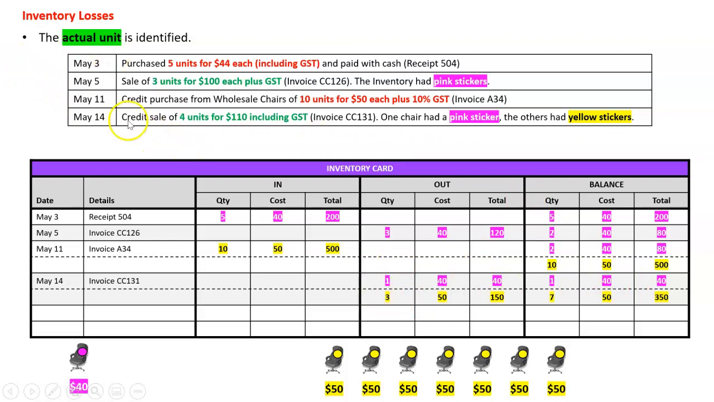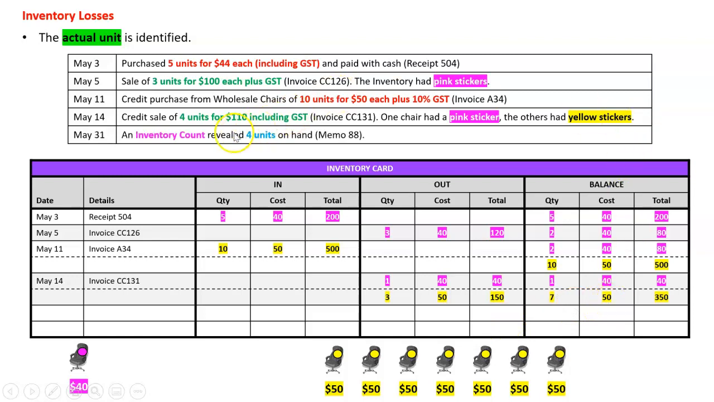So what we've got here is a credit sale of 4 units, and that left us with 1 chair at 40 and 7 units at 50. But this time when we did an inventory count, it only revealed 4 units on hand. Now, it says here I should have 8. I should have 1 pink one and 7 yellow ones. But because I need to identify the actual unit, I can't answer this as it is. I need more info. So it says all 4 units left had yellow stickers.